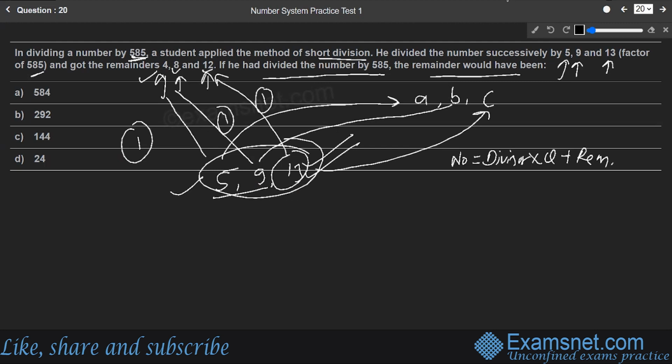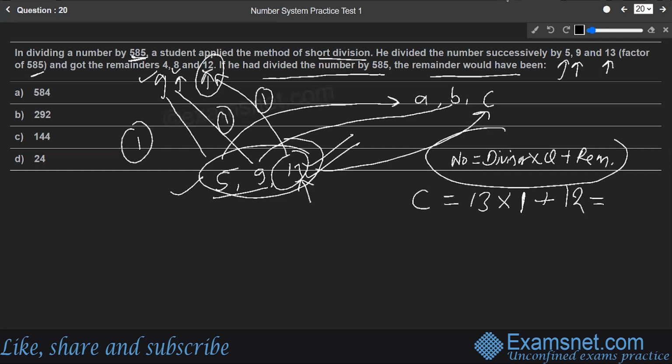So using this concept, the divisor minus remainder is 1 always, and using the largest divisor first and this particular theorem, we can write down C, which is the dedication of 13. C can be written as divisor 13 into the difference of divisor and remainder, which is 1, so into 1, plus remainder. How much is the remainder received when you divide by 13? The remainder received is 12. So plus 12. This is going to be 13 plus 12, that is 25. So we're going to use C as 25.